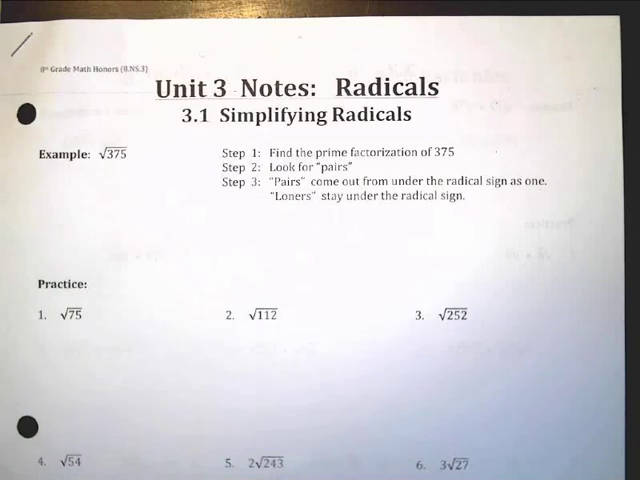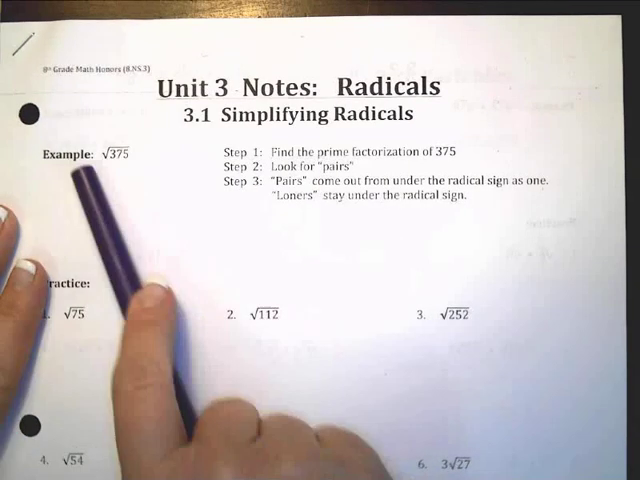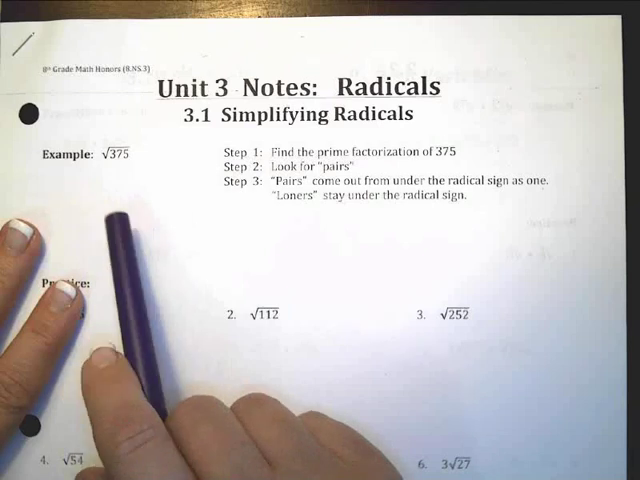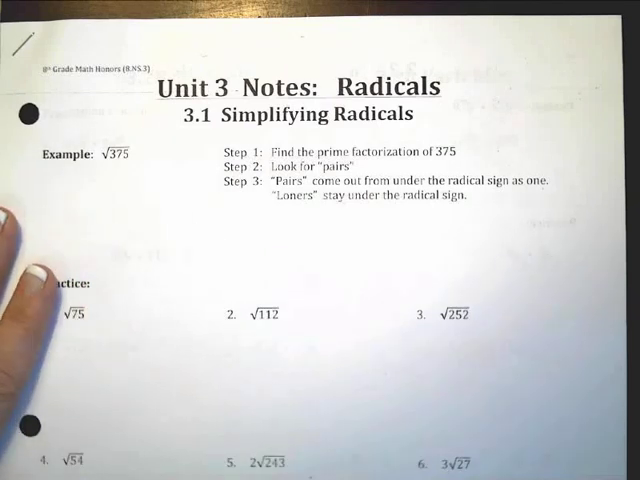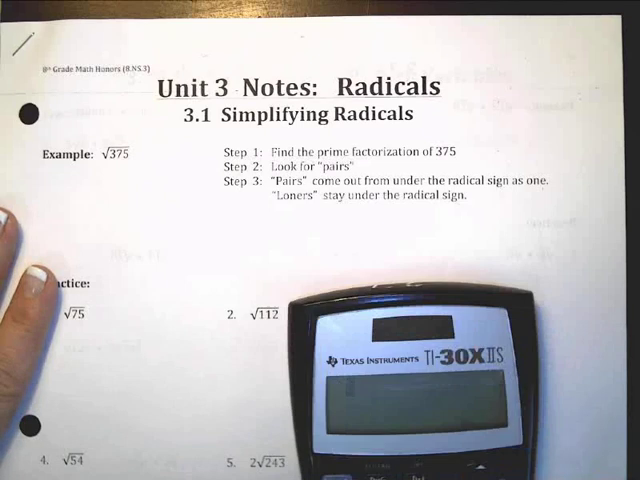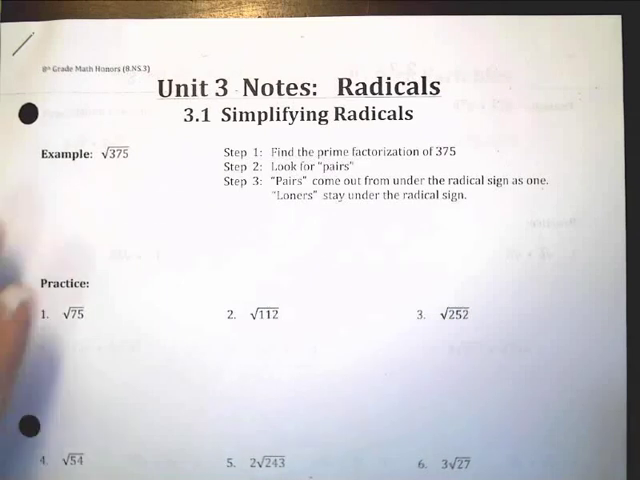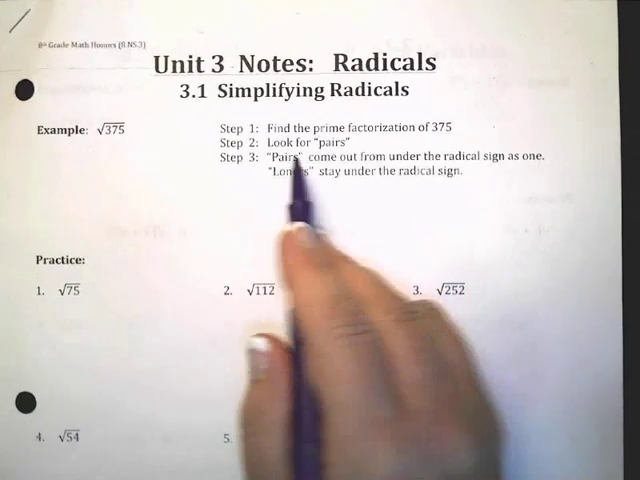Okay, we're going to start our next unit on radicals with section 3.1, just simplifying radicals. This example up at the top wants us to simplify square root 375. One thing I want to point out that we're not going to do is just type square root 375 in the calculator and put that decimal answer. None of our answers will contain any decimals. So we would just want to simplify it without changing it to a decimal. The steps to do that are listed up at the top.